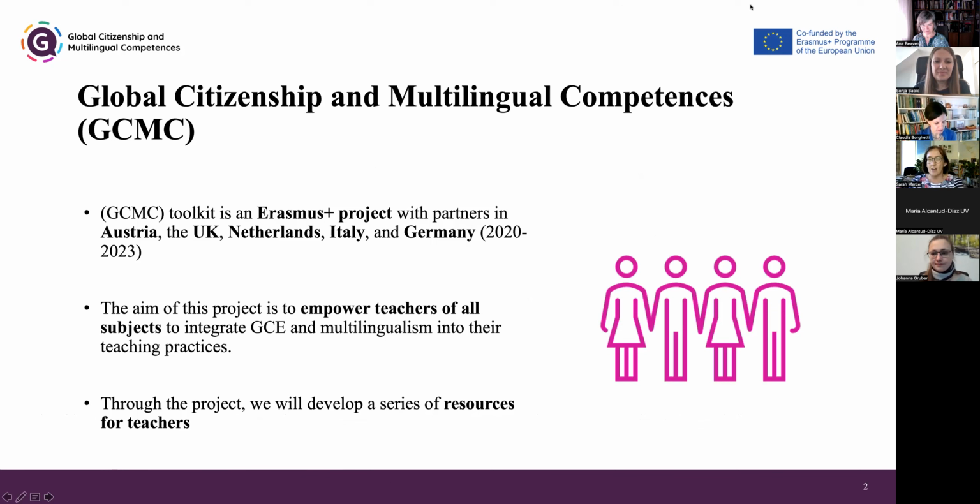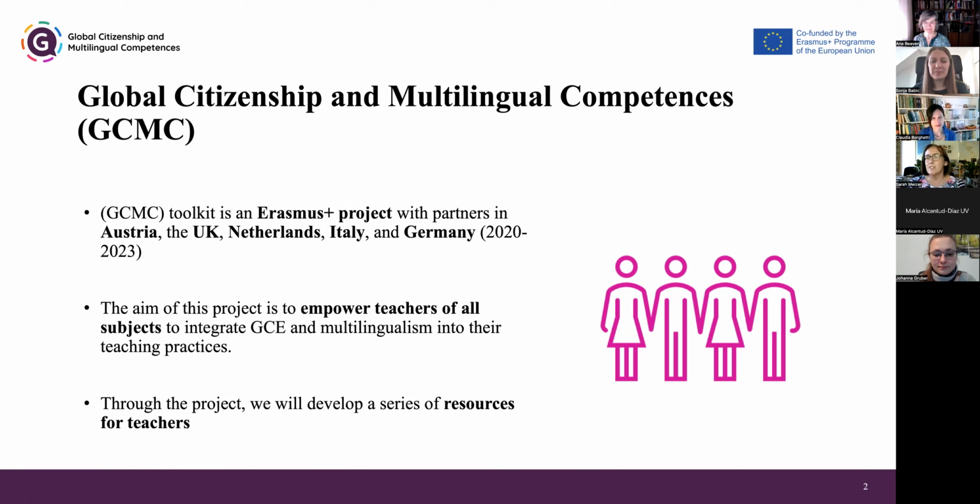So this is a toolkit as part of an Erasmus Plus project. We have partners in Austria, the UK, Netherlands, Italy, and Germany. The project started with the ominous year 2020, which will speak volumes to most of us. It was a bit of a bumpy start for us, but we're pleased to say that we're on target, and we've managed to get quite a lot of work done through our dedicated partners to make sure that we made progress during this period of time.